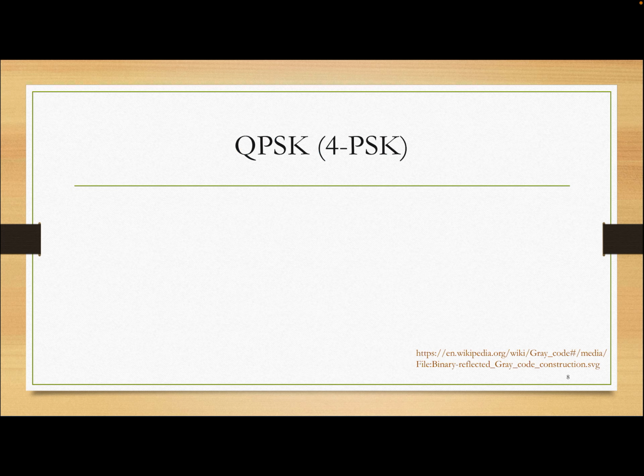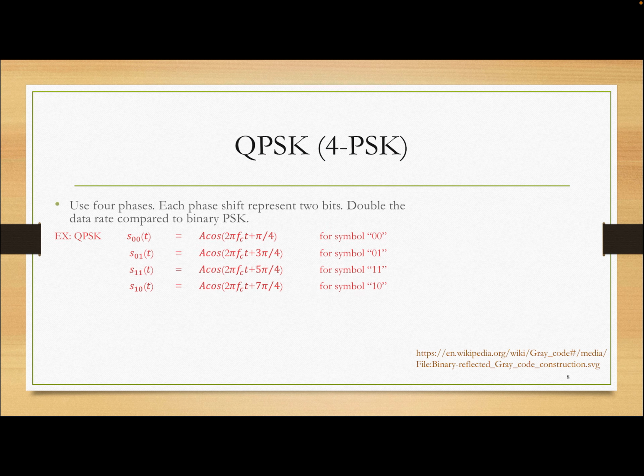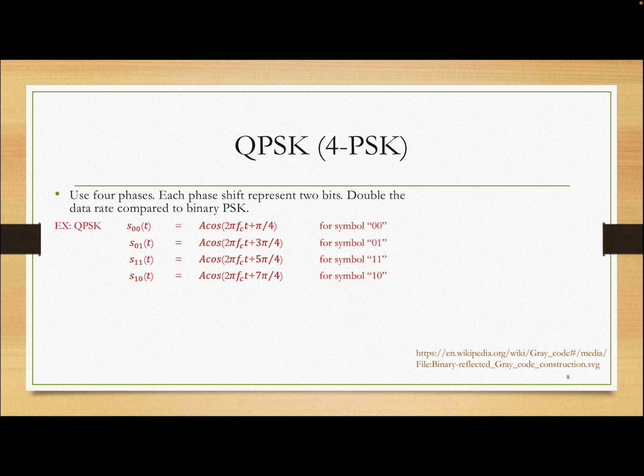Now we will look at the non-binary PSK. Q is the quadrature, which means 4. So quadrature phase shift keying, or 4 PSK. This one uses 4 phases, right? So M equals 4, so you can represent 2 bits per symbol. And so you can double the data rate using the same number of symbols per second that you are sending.